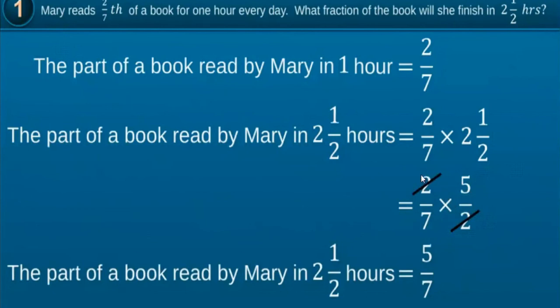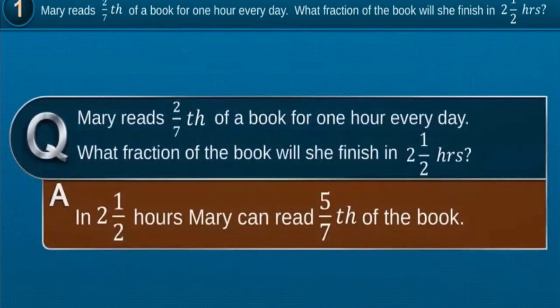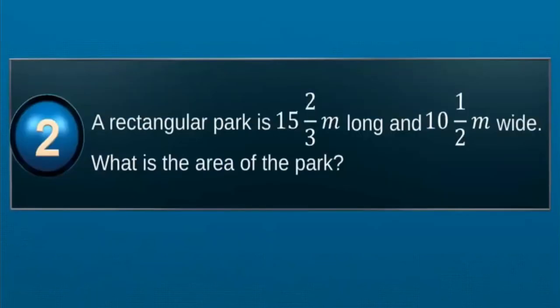There is a 2 in the denominator and a 2 in the numerator. So what can we divide both 2s by? We can divide by 2 itself. So 2 divided by 2 we get 1. In the same way here also, 2 divided by 2 we get 1. So in net effect our answer will be 5/7. Understood, everyone? Okay. So in 2.5 hours, Mary can read 5/7 of the book.